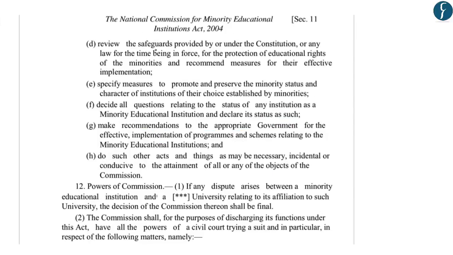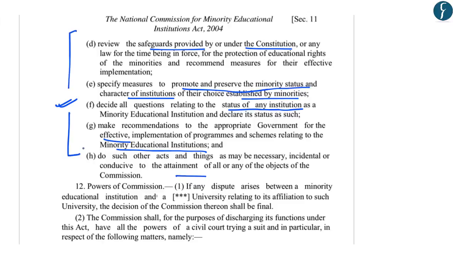It can also intervene in any proceeding involving any deprivation or violation of educational rights of minorities before a court, to review safeguards provided by or under the Constitution to such minorities, to specify measures to promote and preserve the minority status and character of institutions of their choice established by minorities, to decide all questions relating to status of any institution. Now this particular section was under contention by the Supreme Court judgment. Make recommendations to the appropriate government for effective implementation of programs and schemes relating to minority educational institutions, and to do such other acts and things as may be necessary, incidental, or conducive to the attainment of all or any of the objects of the commission. Thus, these become important from a prelims point of view.